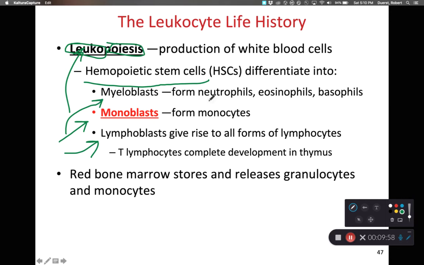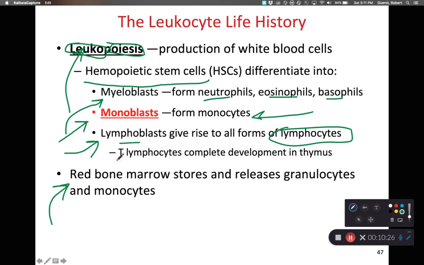The myeloblasts will form the neutrophils, eosinophils, and basophils. The monoblasts, well, as the name implies, make monocytes. And lymphoblasts, as you guessed it, make lymphocytes. All of these cells are going to have reserves in the red bone marrow. And then those granulocytes and monocytes that are stored within the red bone marrow are going to be released to the rest of the body.